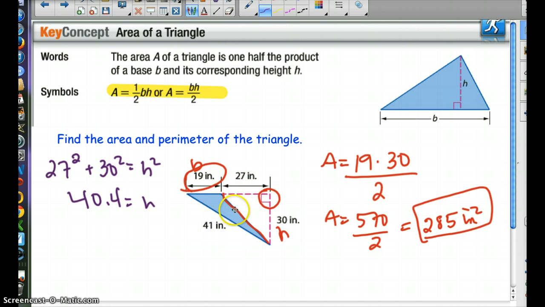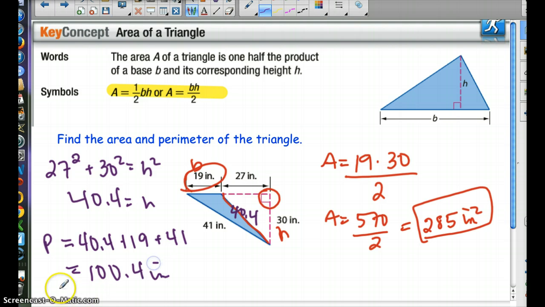And so when we add that all up, we add them all together, 40.4 plus 19 plus 41, is going to be about 100.4 inches. Okay, so that's how you find the area of a triangle.